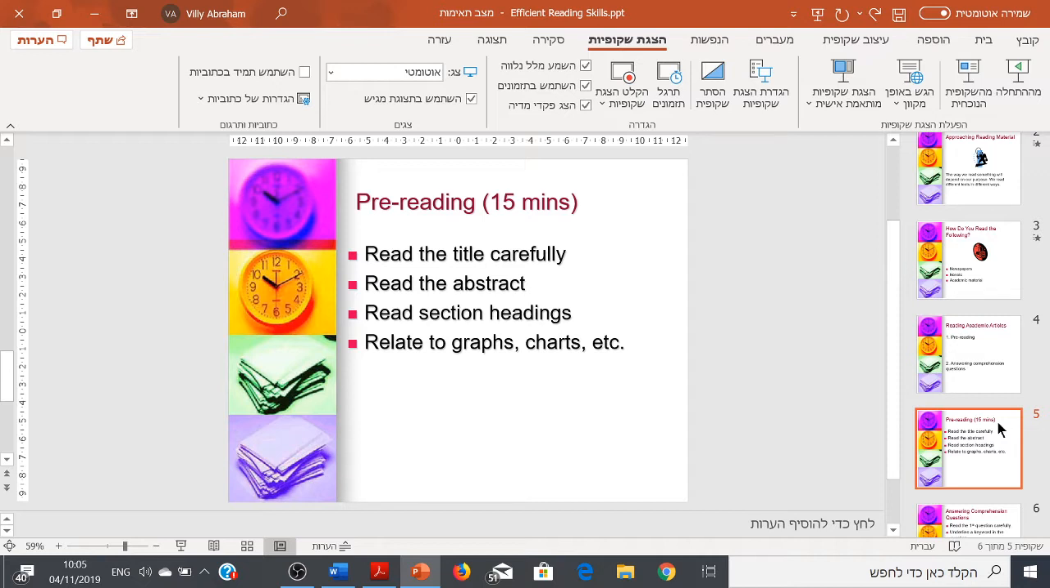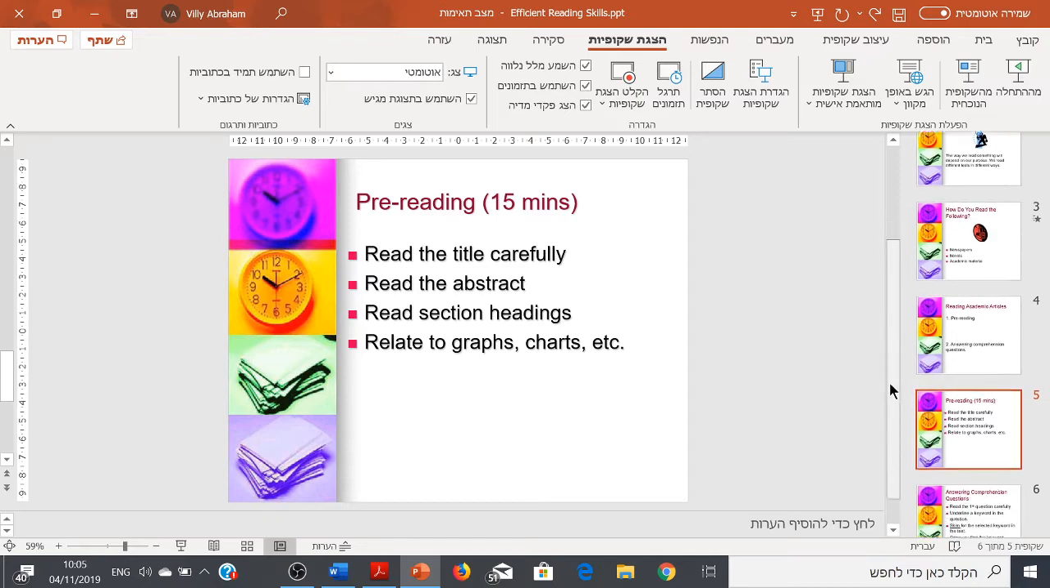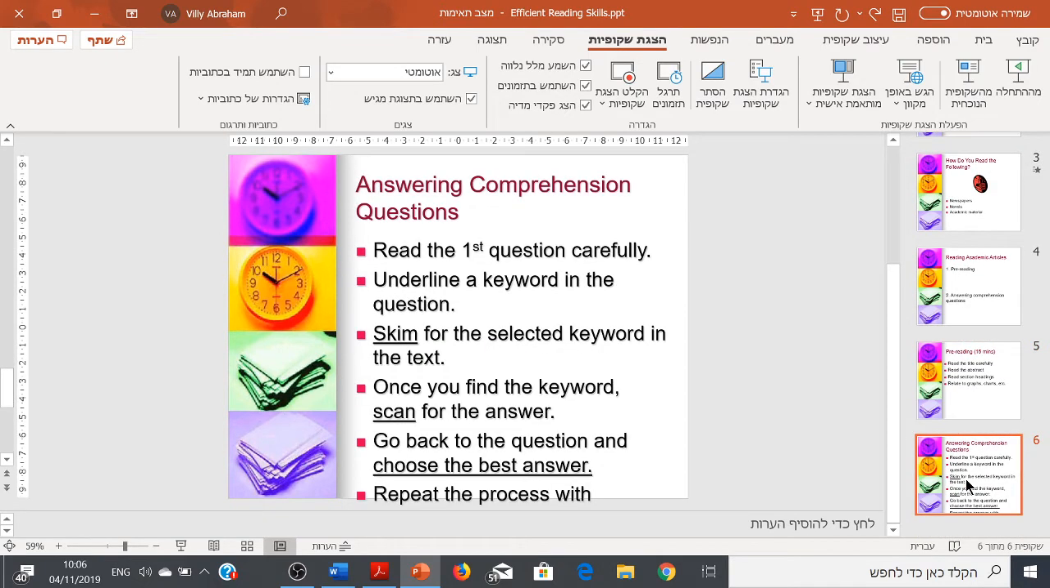However, if you still have time left over, then it would also be a good idea to read section headings. And if you still have enough time, then you should also look at graphs and charts, which usually summarize important pieces of information. After getting a general idea about the text, or pre-reading, you can go to the questions.